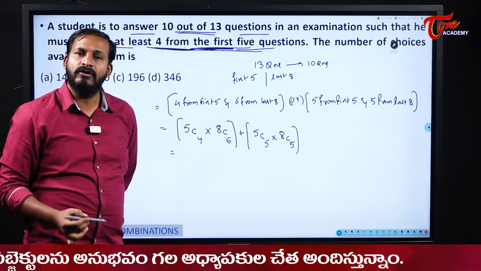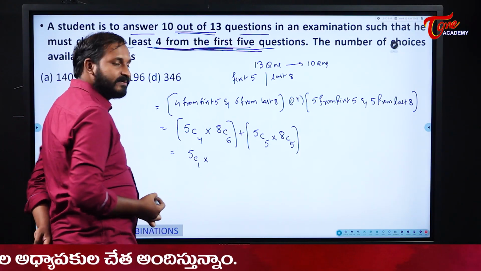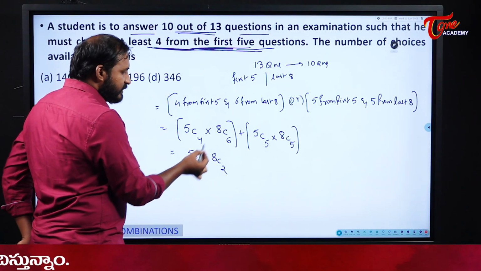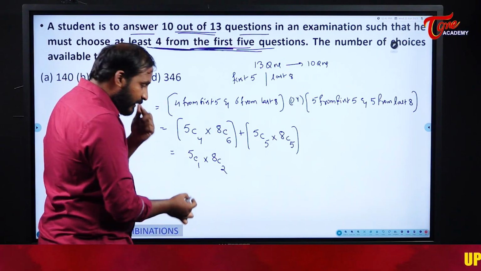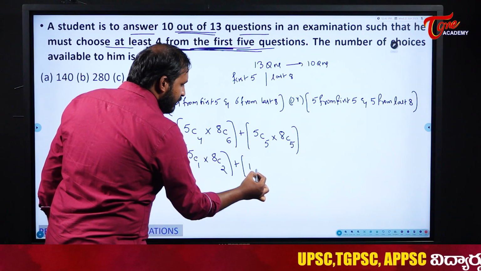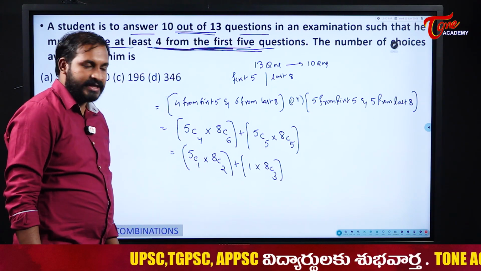5C4 is also equal to 5C1. Into 8C6, which will be equal to 8C2. Why? Because 5 minus 4 is 1, and 8 minus 6 is 2. Okay, right? Plus 5C5 is anyway 1, into 8C5, which I can write as 8C3.